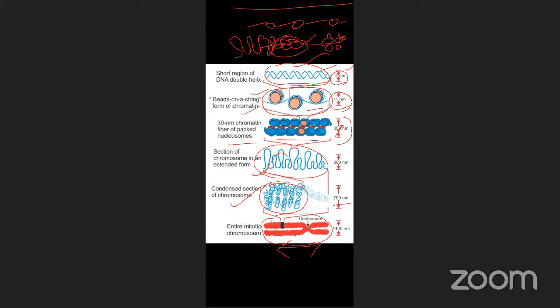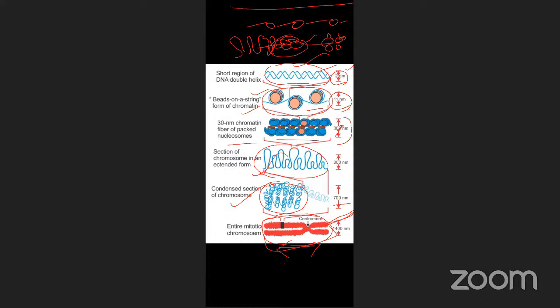Now let's see the chromosome morphological structure. Now the chromosome. Can you define the chromosome? Chromosomes are the vectors of heredity. Okay, vectors of heredity.